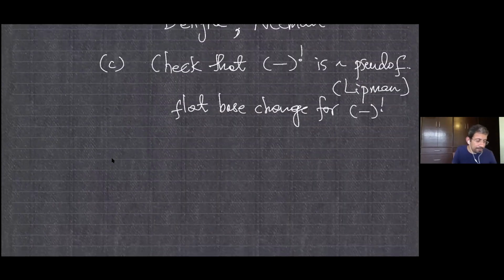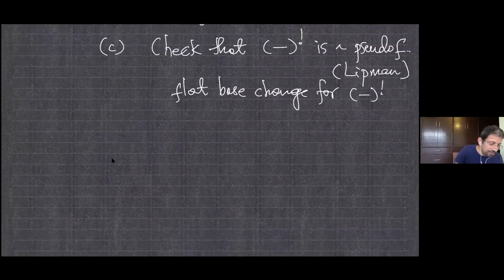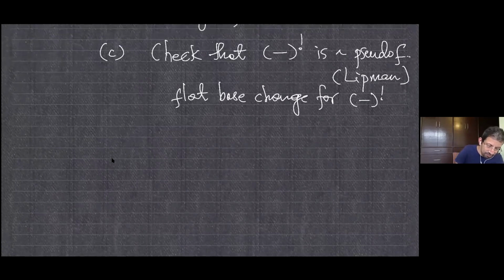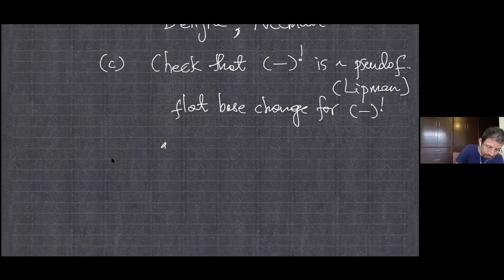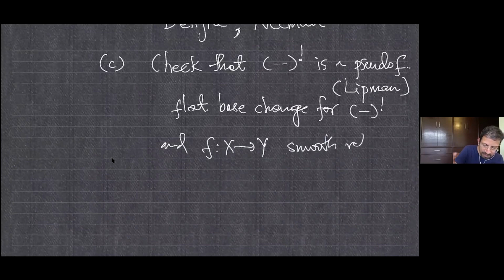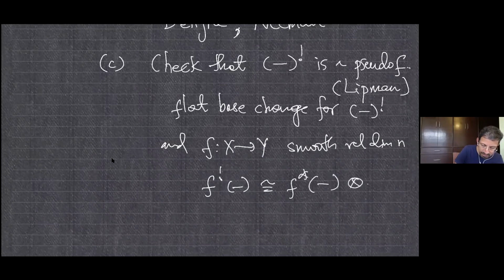And you also need to check finally that, see, our requirement was that if f: X to Y is smooth of relative dimension n, then f shriek is isomorphic to f upper star tensored with omega_{X/Y}^n shifted by n.